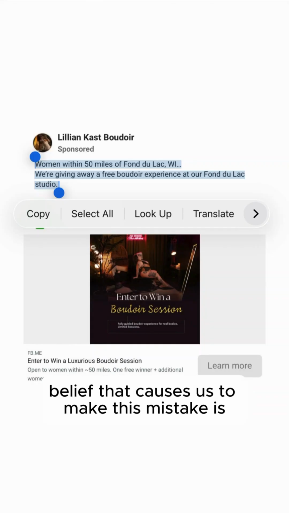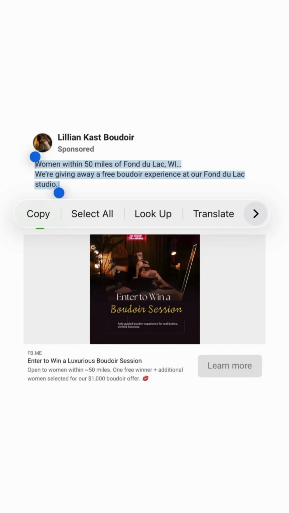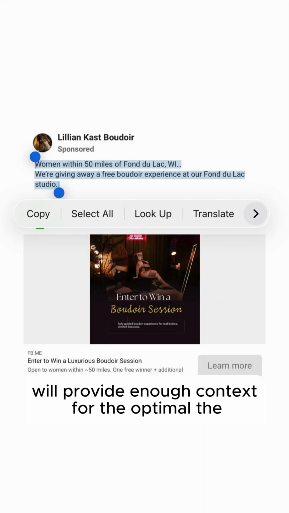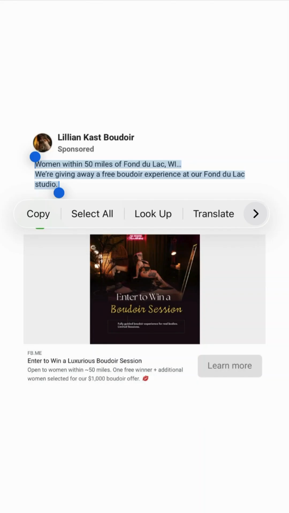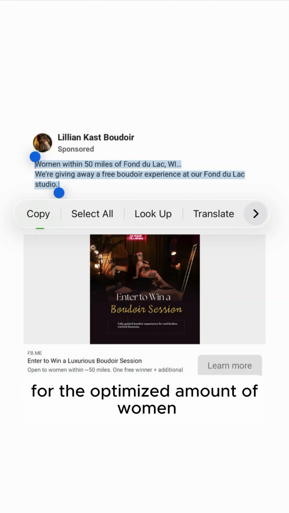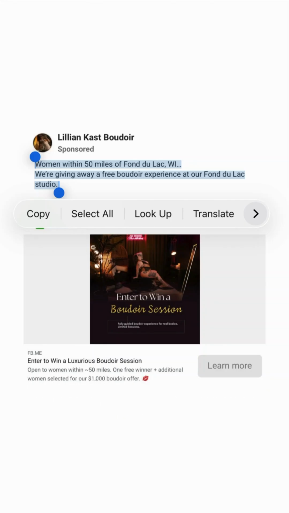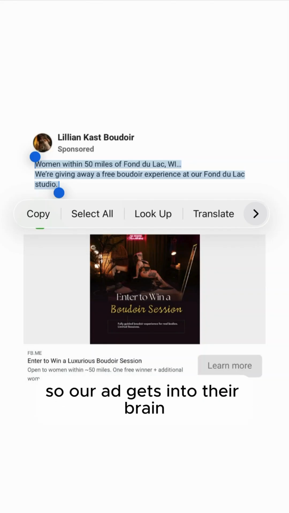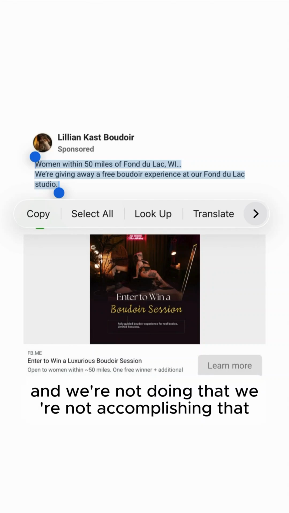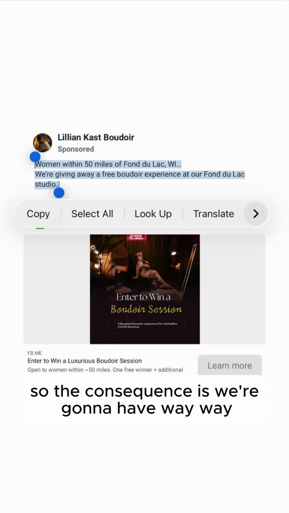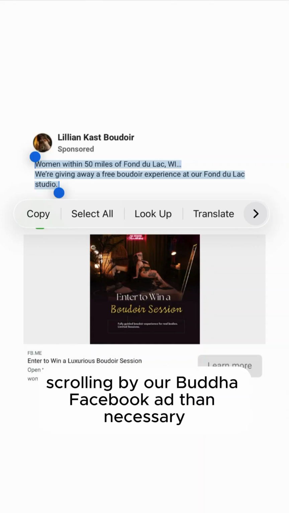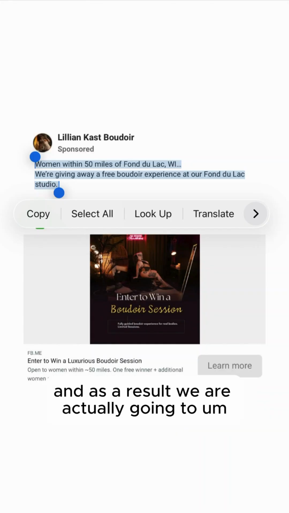The false belief that causes us to make this mistake is that we falsely believe that we're providing enough context for the optimized amount of the correct women to click somewhere on our ad so our ad gets into their brain. And we're not accomplishing that. So the consequence is we're going to have way more women scrolling by our Boudoir Facebook ad than necessary.